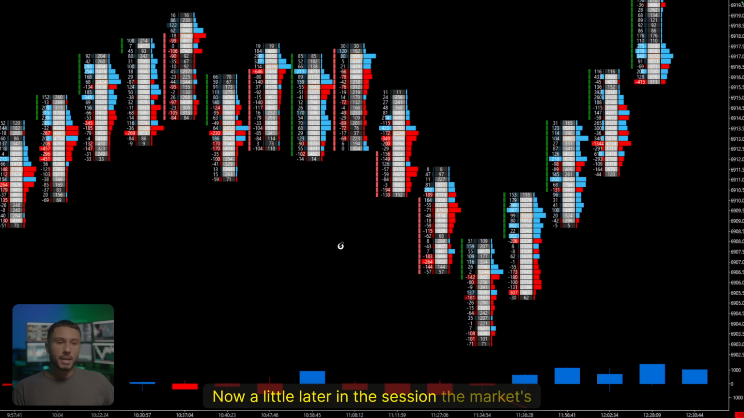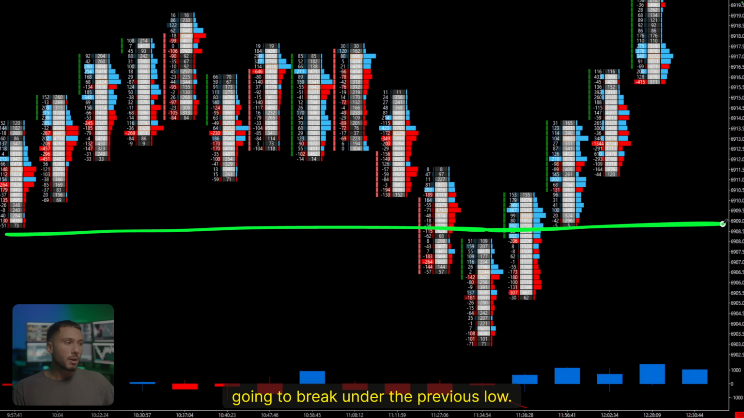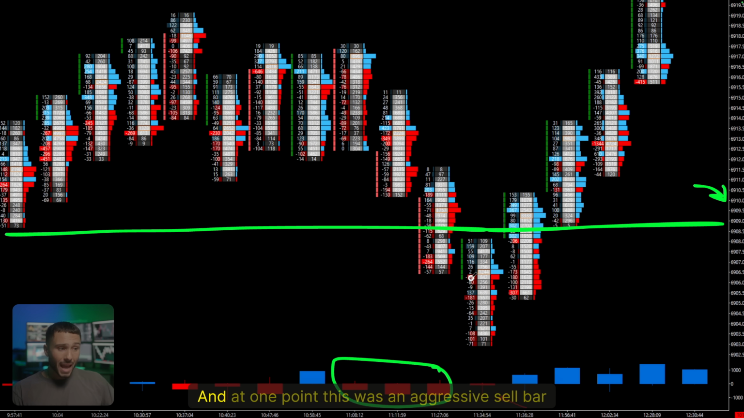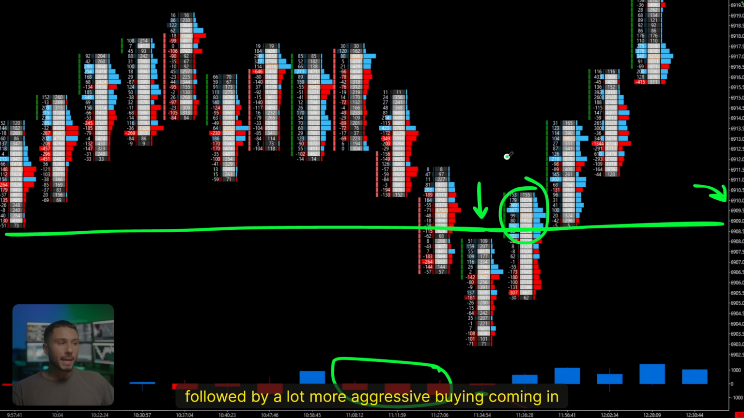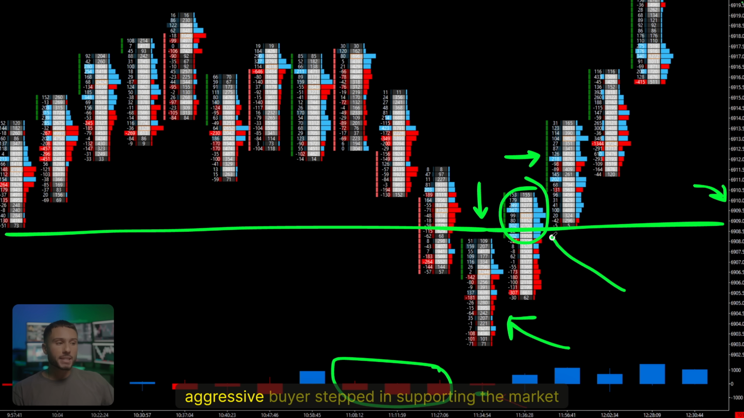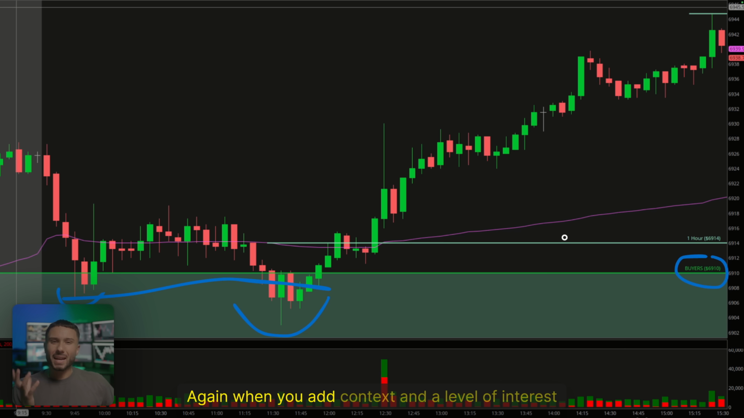Now, a little later in the session, the market breaks under the previous low. Keep in mind, 69.10 is our level of interest. And we break under this level, again with aggressive selling volume. At one point, this was an aggressive sell bar, which got bought up. By the time this bar closed, we see a little bit of a lower wick on the bar, followed by a lot more aggressive buying coming in after, indicating that this move was absorbed and the aggressive buyers stepped in, supporting the market at this level of interest. Again, when you add context and a level of interest, this is when all the pieces of the puzzle come together.